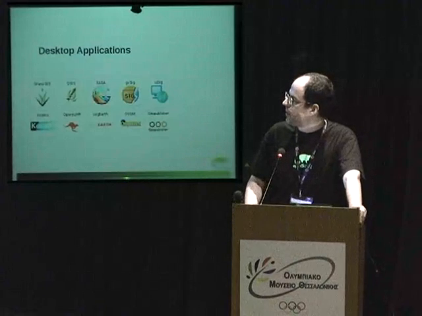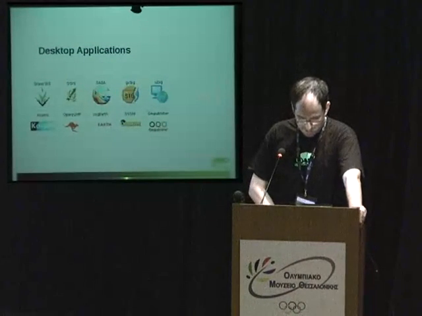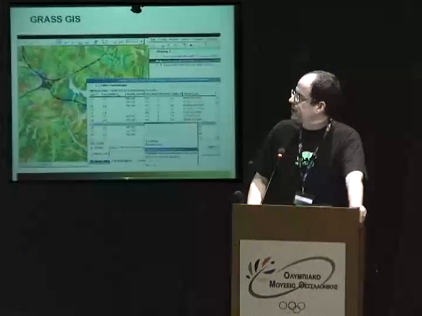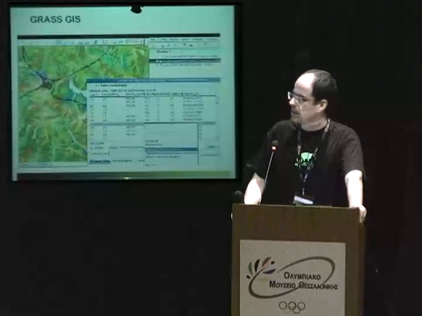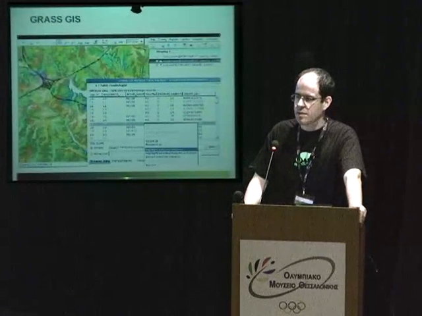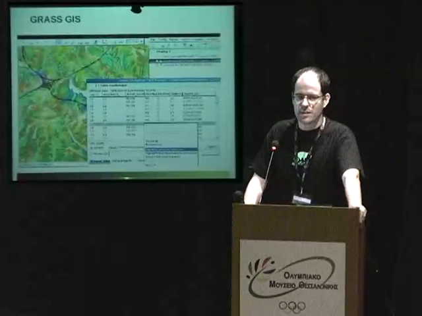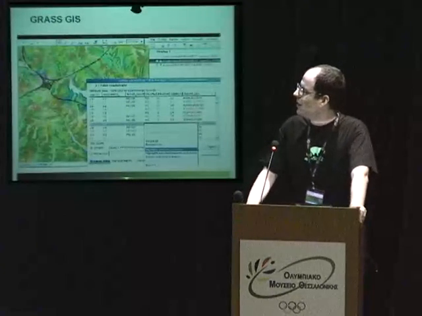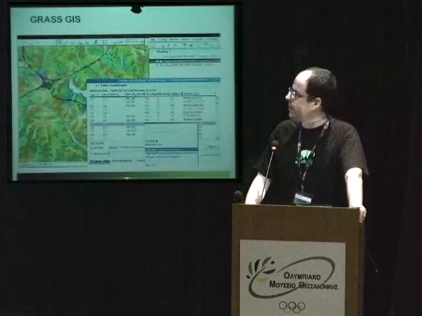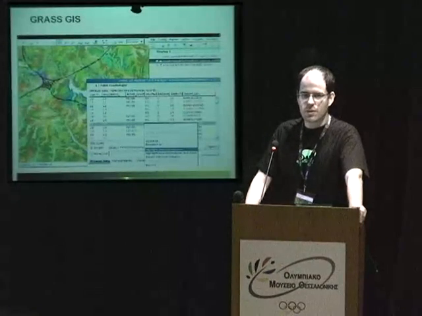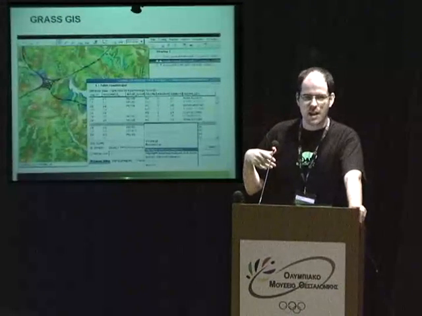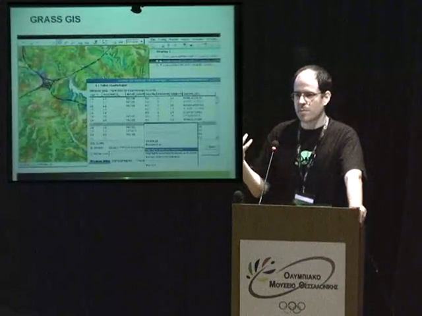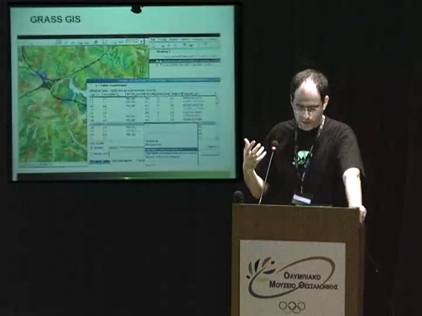Then we move to desktop applications, where we have the most success, the oldest of the software. GRASS GIS was started 30 years ago. This is before the GNU project even started, and this is a full-fledged GIS. You can edit your data. You can do spatial analysis. You can add satellite data and do all kinds of processing in order to produce a new map.